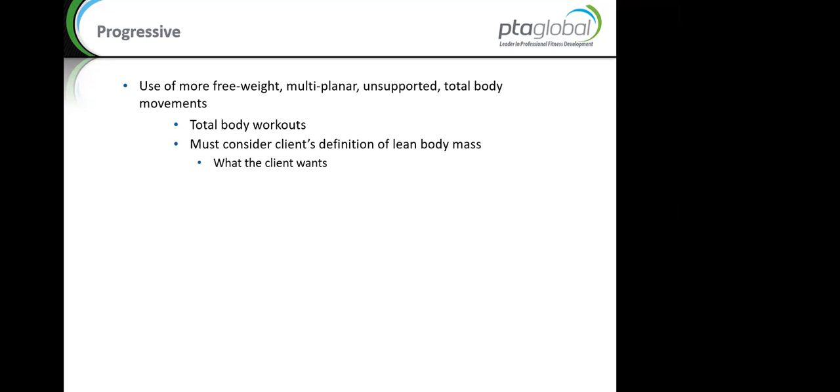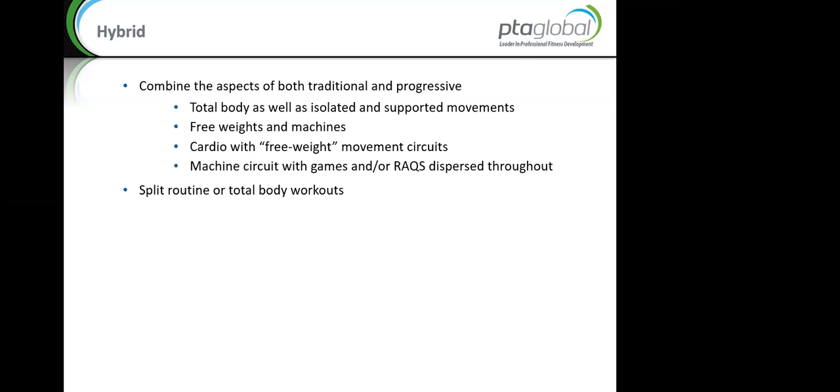And here's where we have to consider the client's definition of lean body mass. For a lot of them, a progressive program would actually give them what they want. But for some of them, that won't take them far enough. What they will want is a traditional program in the long run, okay? Hybrid combines the aspects of both, so both total body movements as well as isolated and supported movements. You can do split routine or total body workouts. You can have one total body workout and then an upper body day and a lower body day. I do really like hybrid because it allows us to do so many different things.